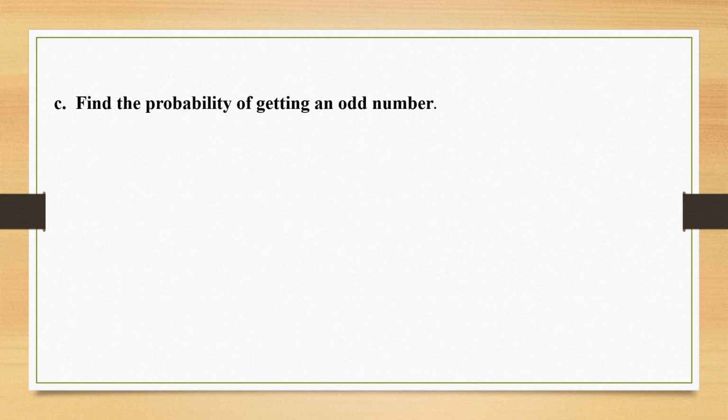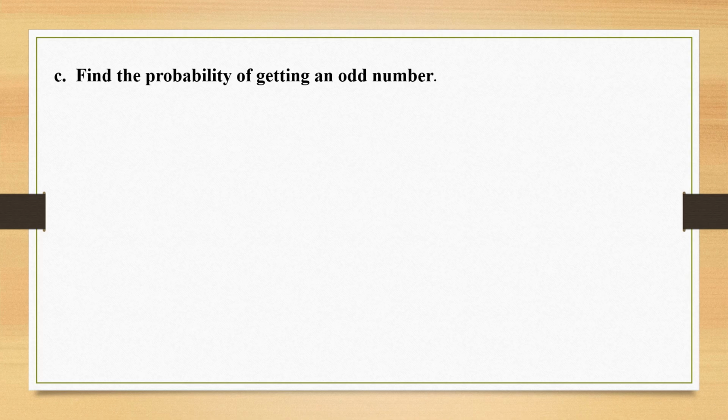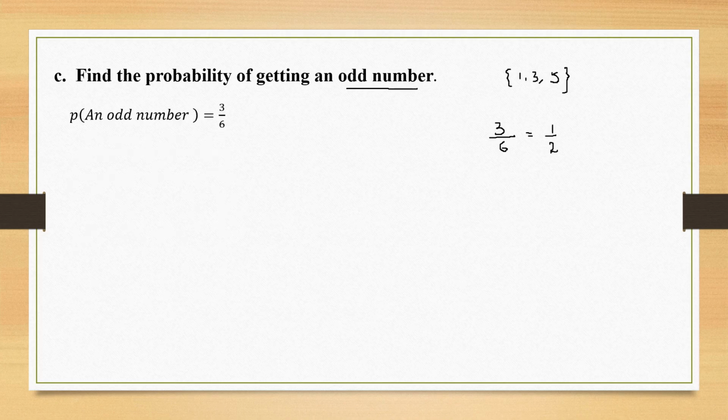Now my dear student, find the probability of getting an odd number. The odd numbers we have are 1, 3 and 5. So in total we have 3 odd numbers, and the total outcomes we have is 6. So what is the probability of an odd number? 3 by 6, and 3 by 6 means 1 by 2. Here in this step I wrote down 1 by 2. So this is the answer, the probability of getting an odd number.